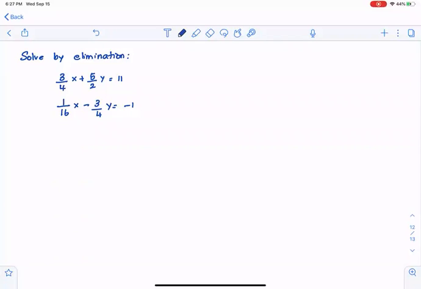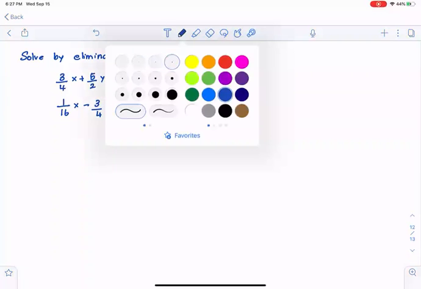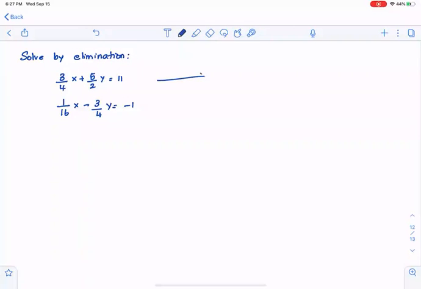So here we have a system of equations, but we have fractions. Anytime we have a fraction, it is good to get rid of the denominator so that we don't have to deal with the fraction. And when we eliminate, it's always good to get rid of the bigger number. So what I'm going to do first is multiply both sides by 4.